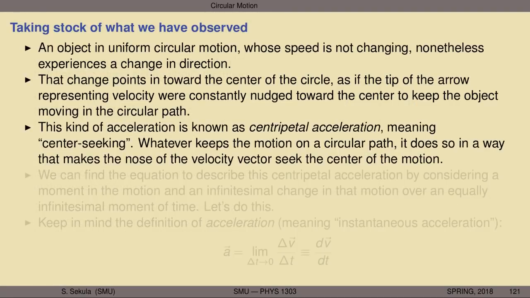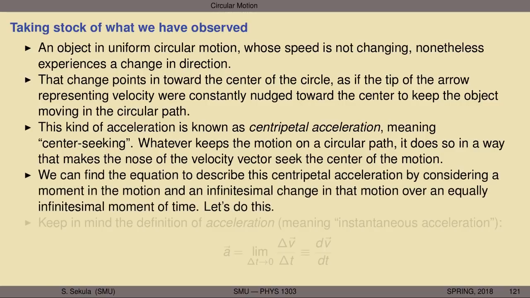And this kind of acceleration is a specific kind of acceleration given its own name, centripetal acceleration. And centripetal simply means center seeking. So whatever influence, whatever force keeps that motion on a circular path, it does so in a way that makes the nose of the velocity vector seek the center of that circular motion. We would like to describe this because we would like to make concrete predictions about the velocity, its direction, acceleration, and how those things relate to each other.